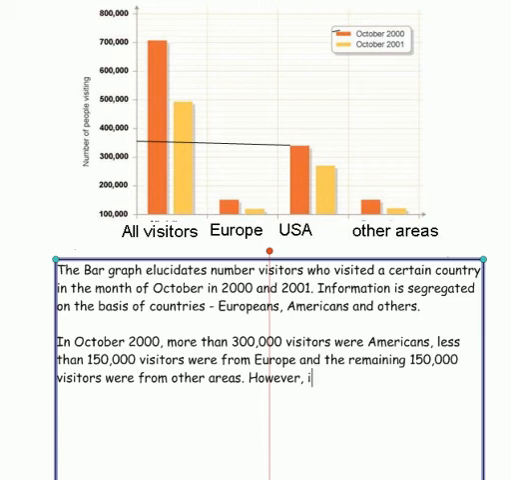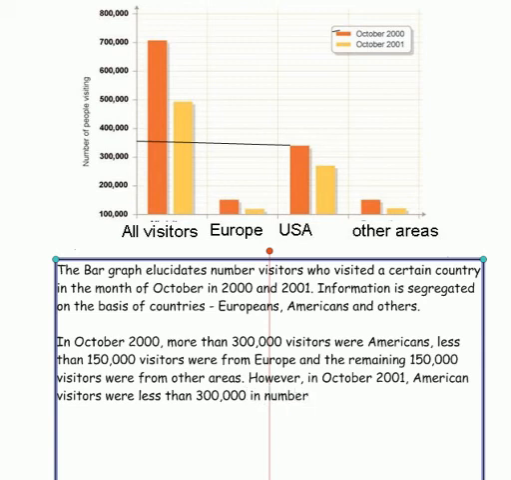So however, in October 2001, American visitors were less than 300,000 in numbers, while European visitors were less than 120,000 in number.